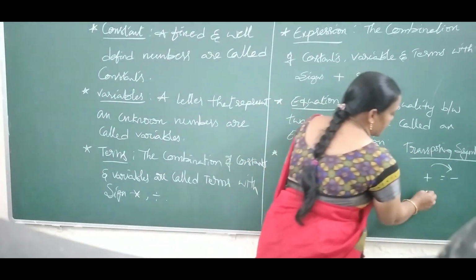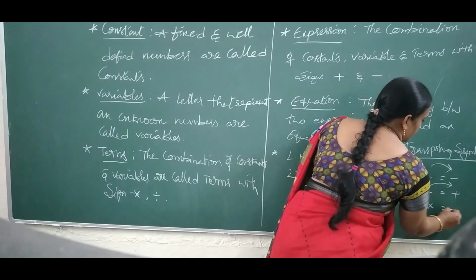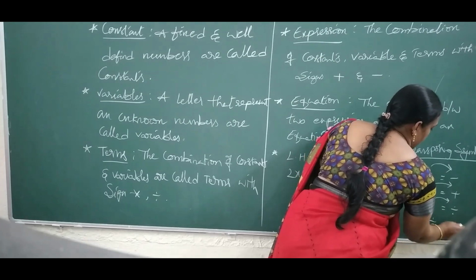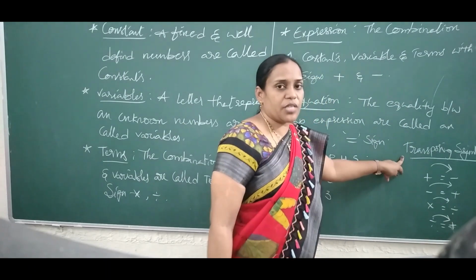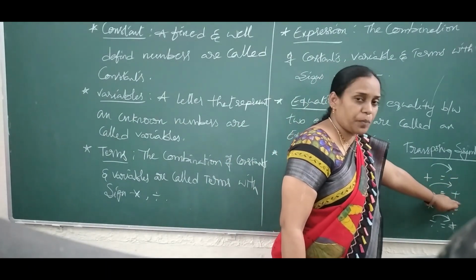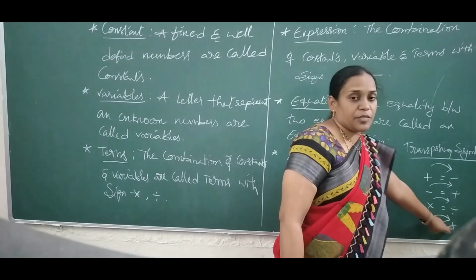Now, transposing symbols. Plus transposed to that side becomes minus. Minus transposed to that side becomes plus. Multiplication transposed to that side becomes division. Division transposed to that side becomes multiplication. So these are transposing symbols.